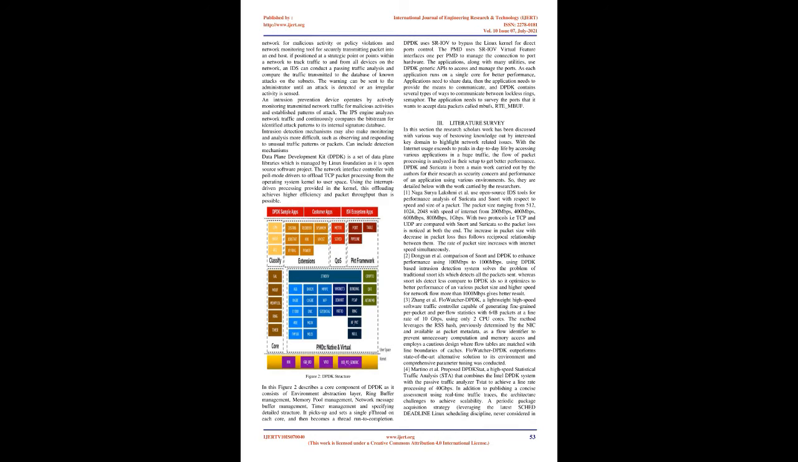Figure 2 describes the core components of DPDK, which consists of the environment abstraction layer, ring buffer management, memory pool management, network message buffer management, timer management, and specifying detailed structure. It picks up and sets a single thread on each core, and then becomes a thread run to completion.